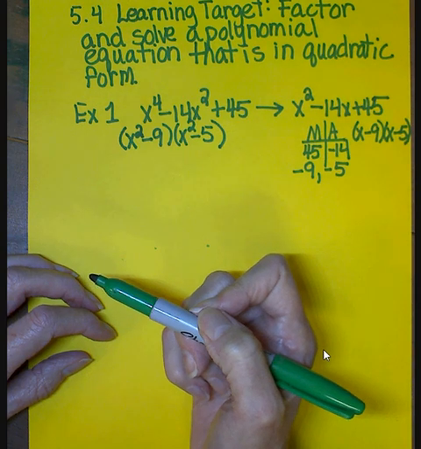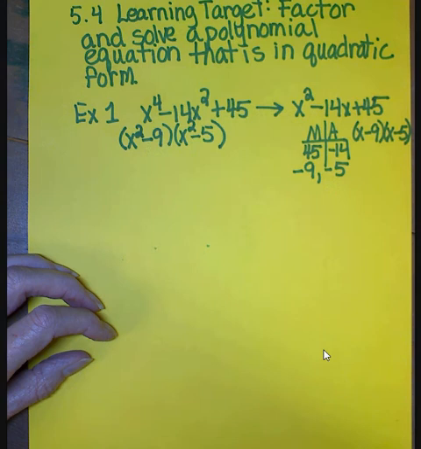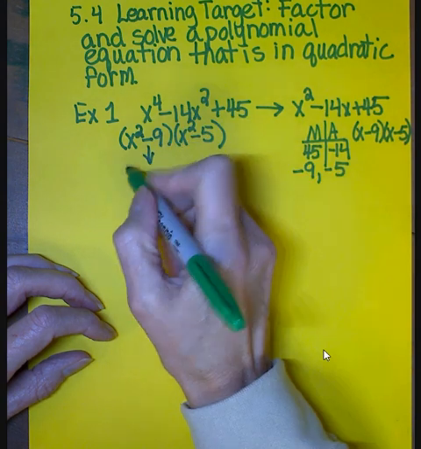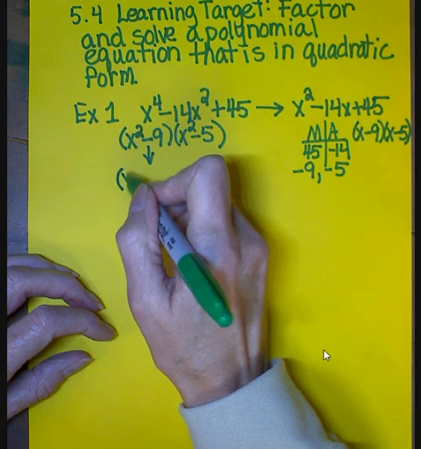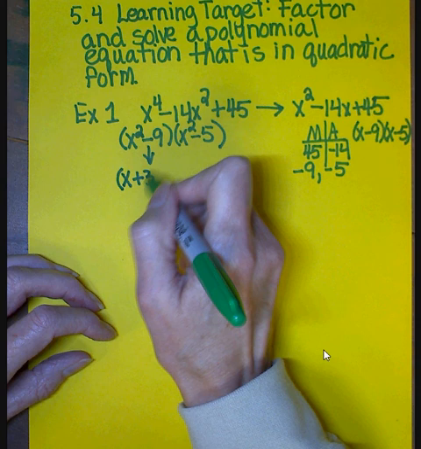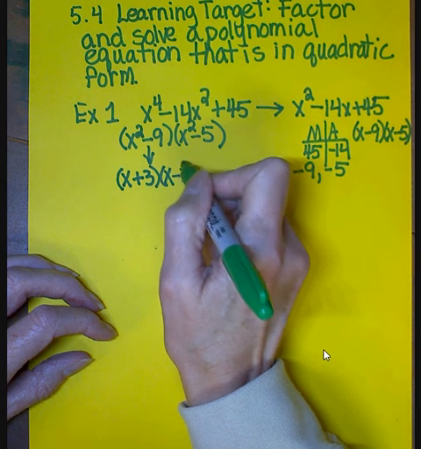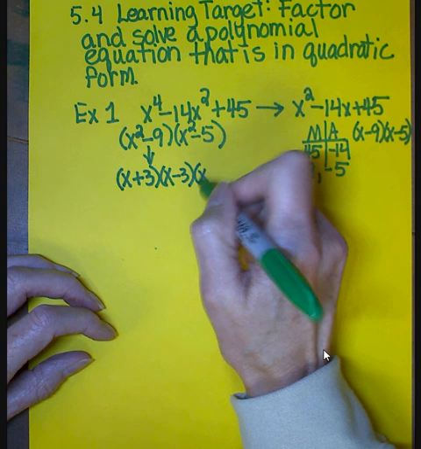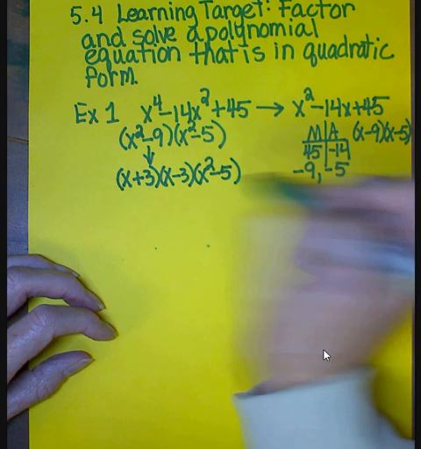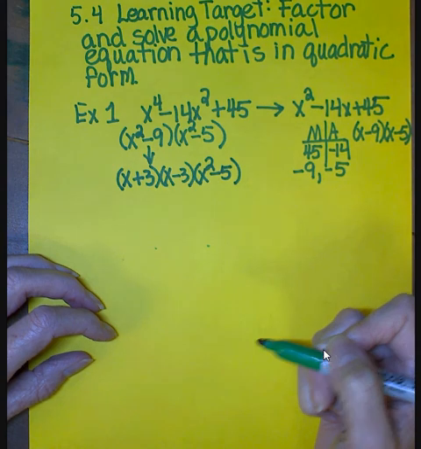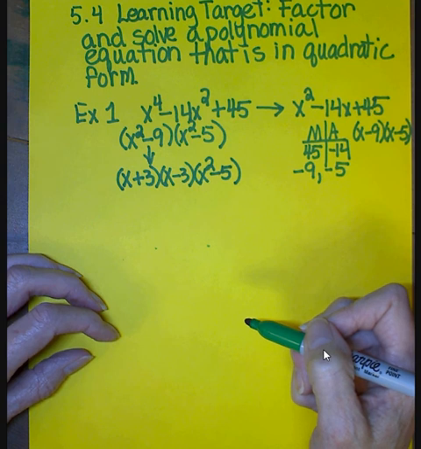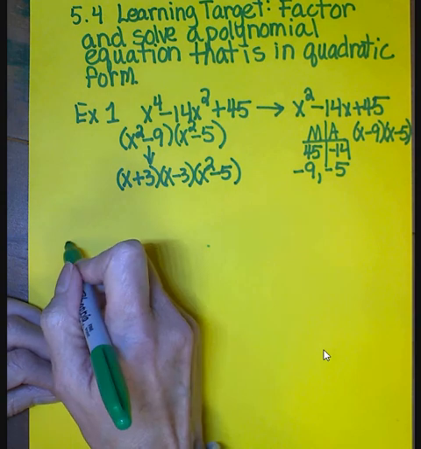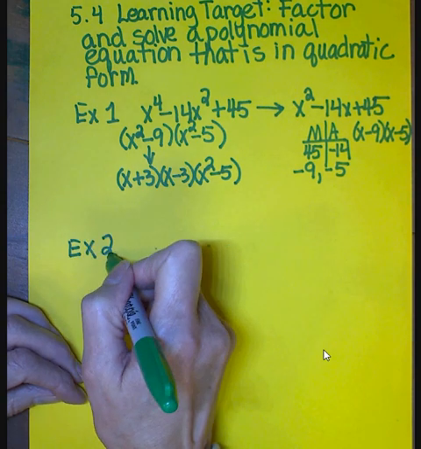Now, also you'll remember that this factor right here can be factored again. We went over this in the first example. This is going to be x plus 3 times x minus 3. And this one we're going to just leave the way it is here. Okay, so this one is completely factored. Now, we're going to do another one. On this one, we're going to factor it, and then we're going to go ahead and solve it. So let's do another example of quadratic form.